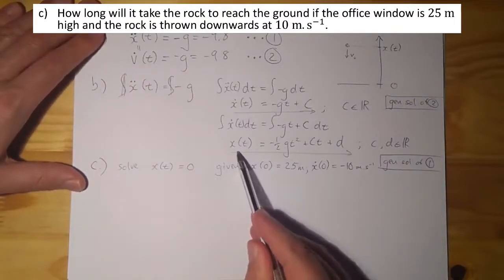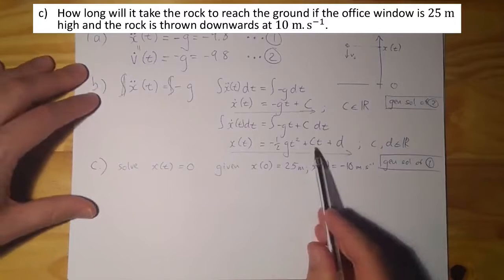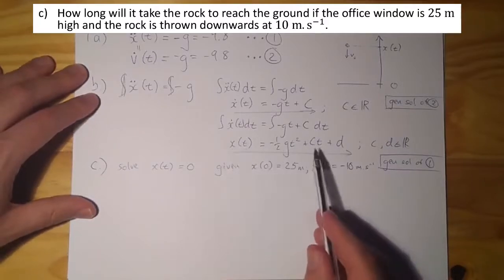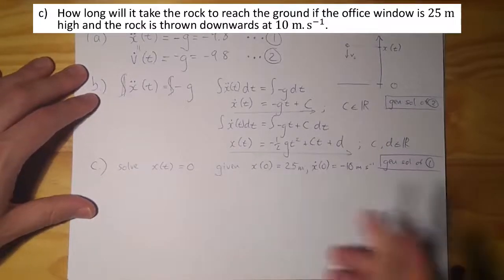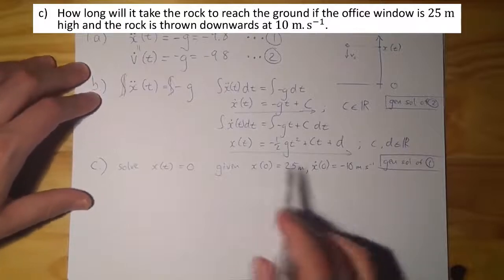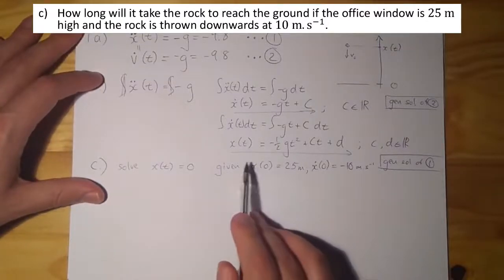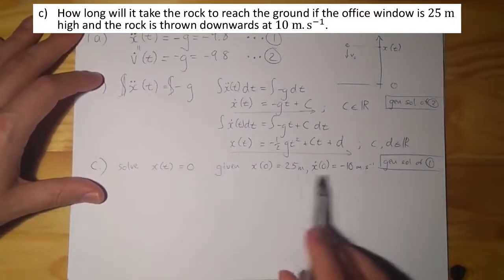Now, this is x of t. We can't solve for when it is equal to 0 because we don't know what c and d are. We know what g is, we just don't know what c and d are, but we're told two things about this function.